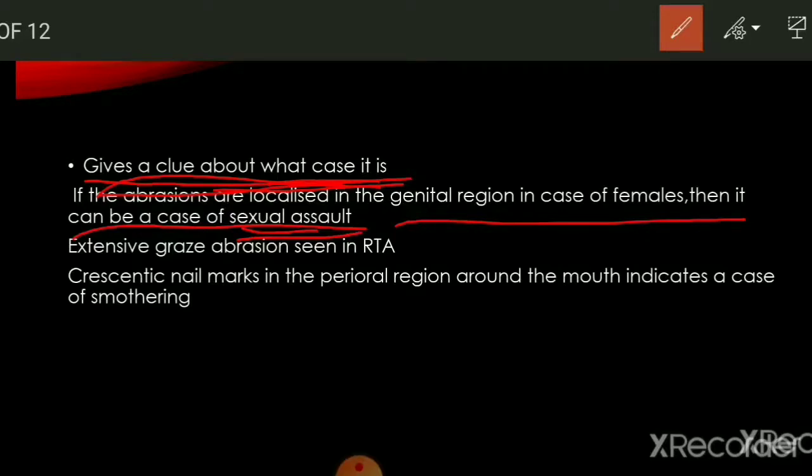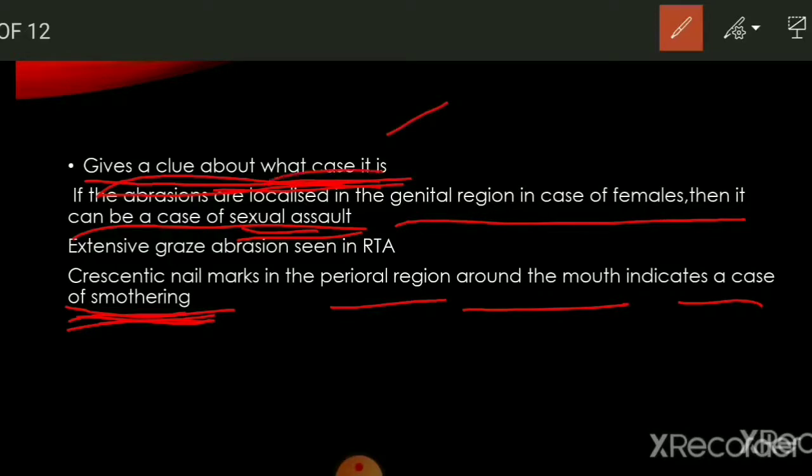And extensive graze abrasion is also seen in road traffic accident. As I told you, graze abrasion is always associated with road traffic accident. So if a person has extensive graze abrasion over his body, it can be a case of road traffic accident. And crescentic nail marks in the perioral region, around the mouth or around the nose, can indicate a case of smothering, right? So we can get a clue about what might have happened.